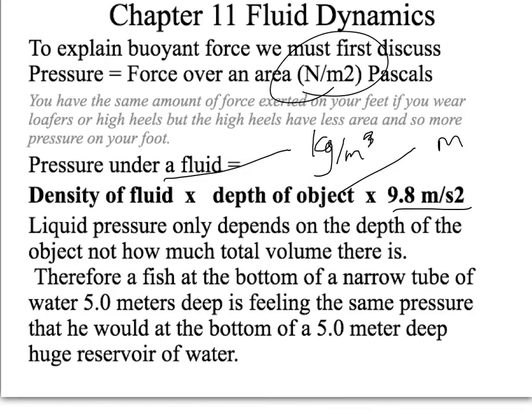Now, liquid pressure only depends on the depth of the object, not how much total volume there is. Therefore, a fish at the bottom of a narrow tube 5 meters deep is feeling the same pressure that he would at the bottom of a 5-meter deep, huge reservoir of water. So what we're looking at here basically is the depth of the object, not how much total volume there is.